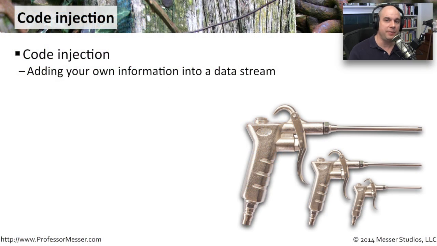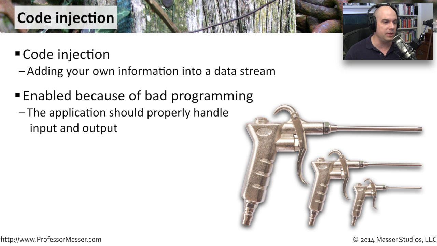Code injection is a type of attack where you're taking your own code, your own exploit, and embedding it within an existing data stream. You may be able to do that from a website. You may be able to do that by manipulating packets as they're going by. There are many different tools to do that, and many different types of code that you can use and inject into a stream of data.